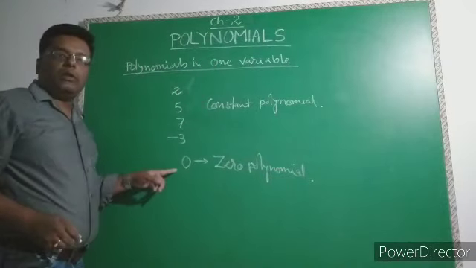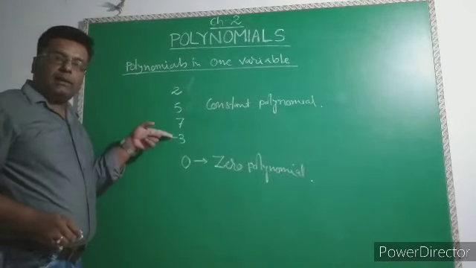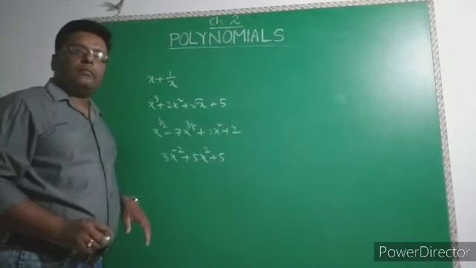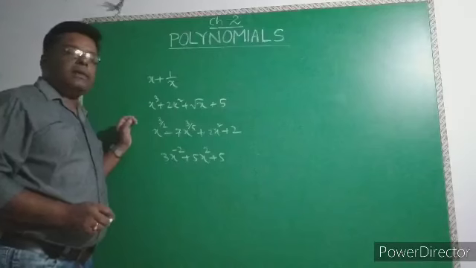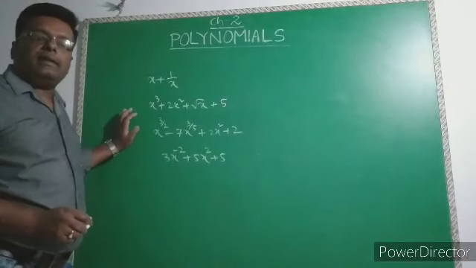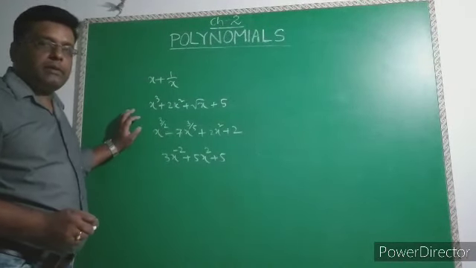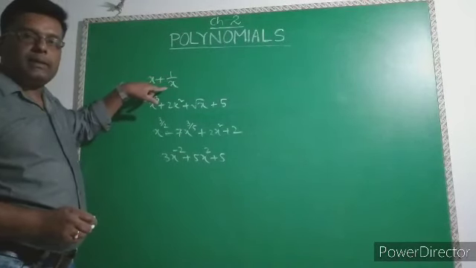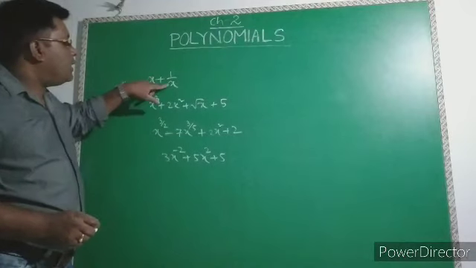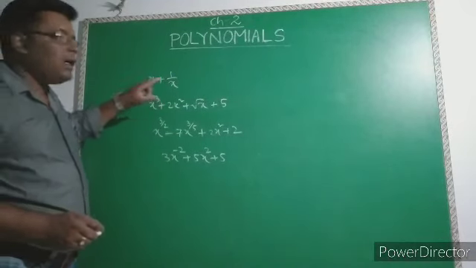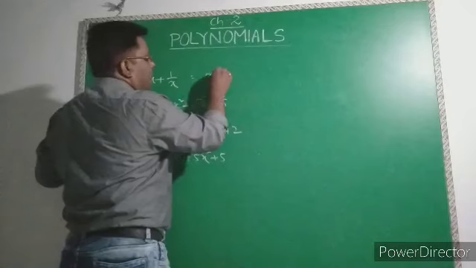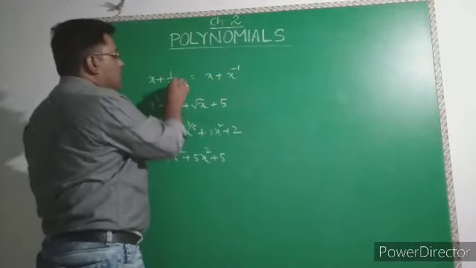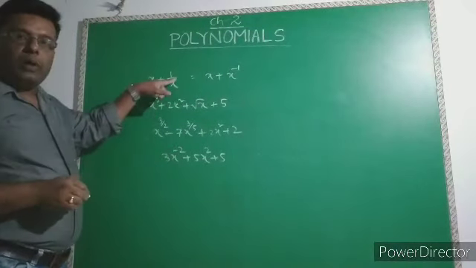0 is called the 0 polynomial, and any constant number is called a constant polynomial. Next, we consider this algebraic expression. The first one is x plus 1 by x. Here 1 by x can be written as x to the power minus 1.